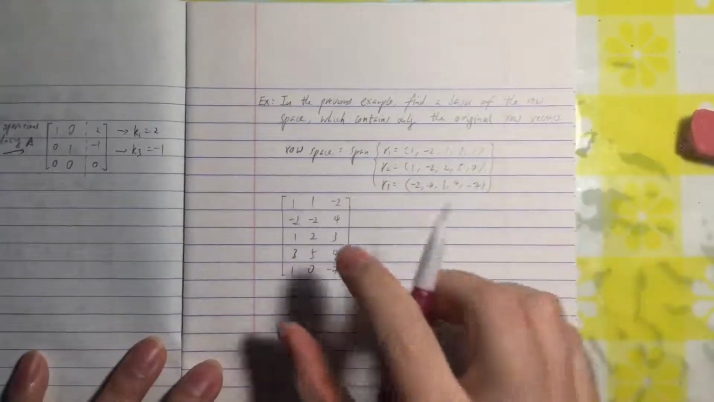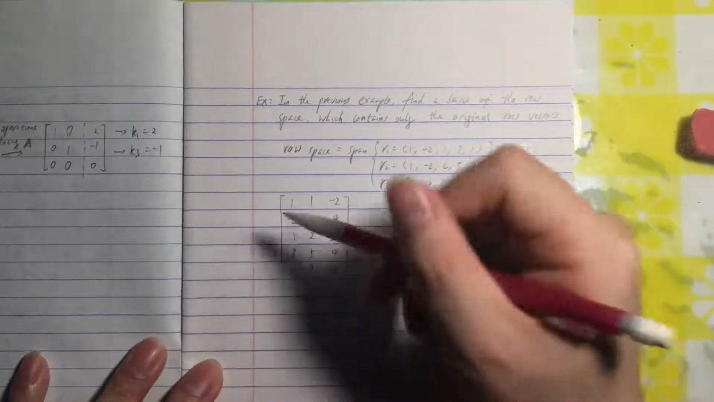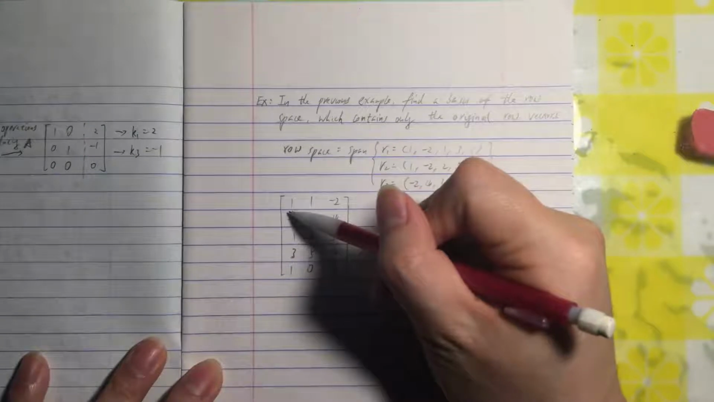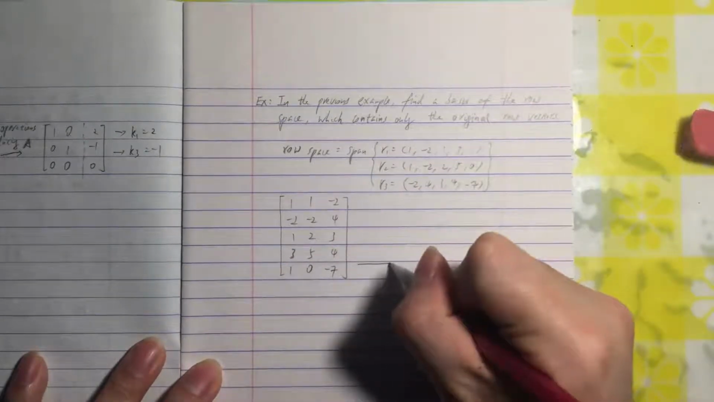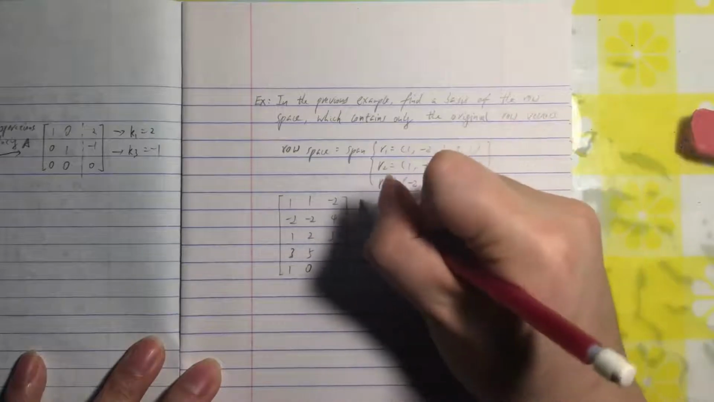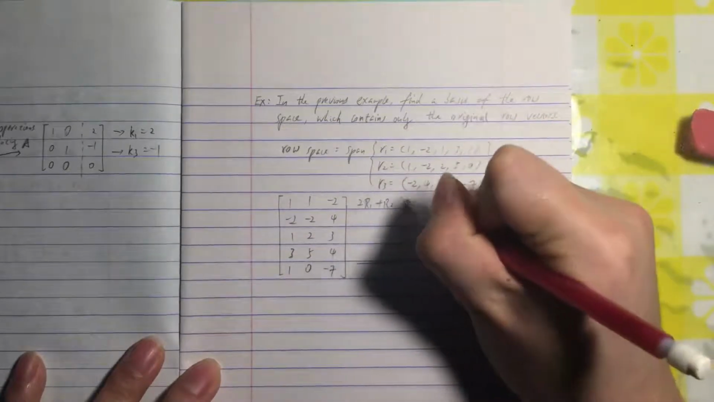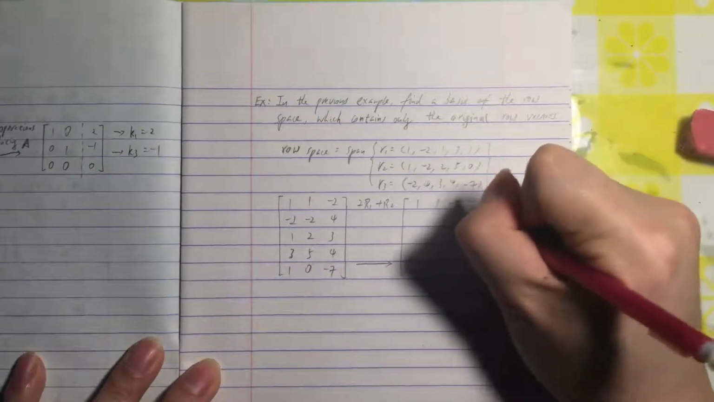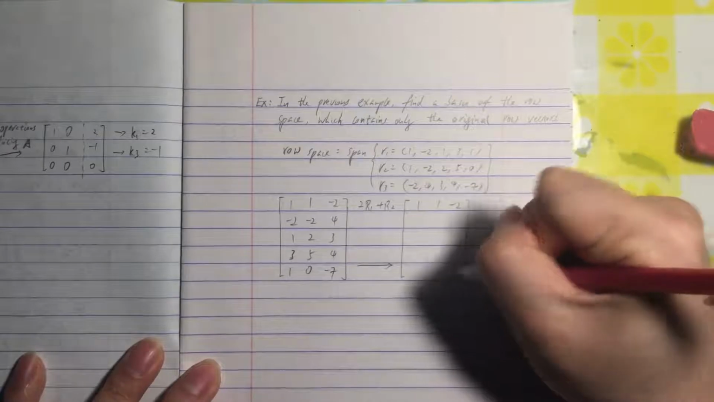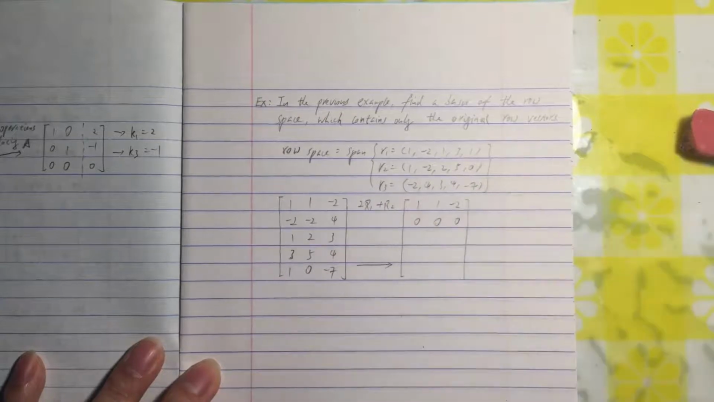Next, reduce this matrix to the reduced echelon form. In the first row, there's a leading one here. I try to make all entries below the leading one to be 0. So I can first of all multiply the first row by 2, add it to the second row. First row stays the same. I get 1, 1, -2. Multiply first row by 2, add it to the second row. I get 0, 0, 0.